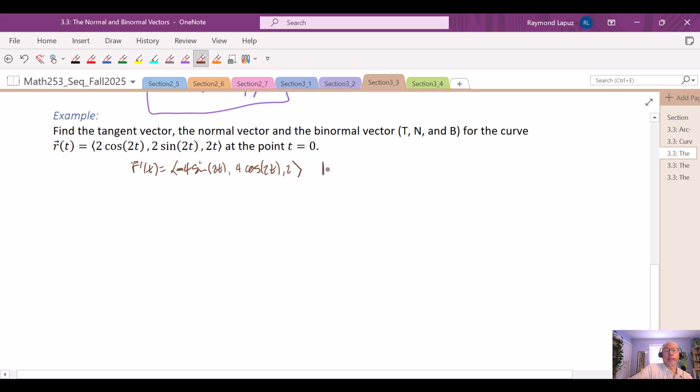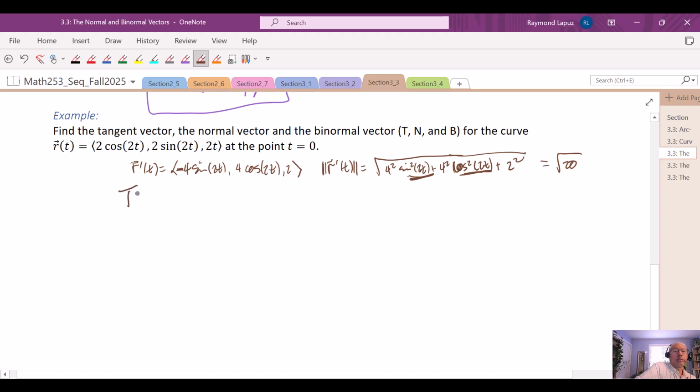And now we want its magnitude. R prime of t magnitude is equal to the square root of 4 squared sine squared 2t plus 4 squared cosine squared 2t plus 2 squared. So we got the cosine squared and the sine squared business happening there. Factor out 4 squared, that's 16, and 16 plus 4 is 20. So we got root 20.